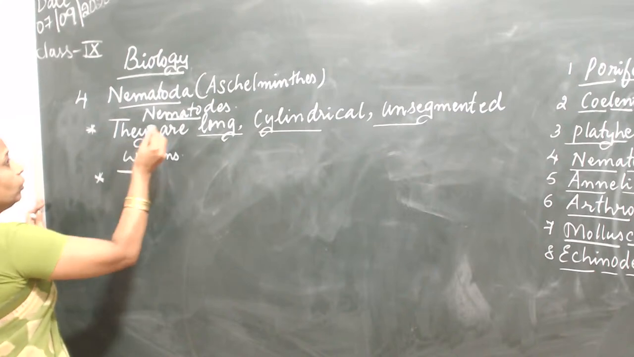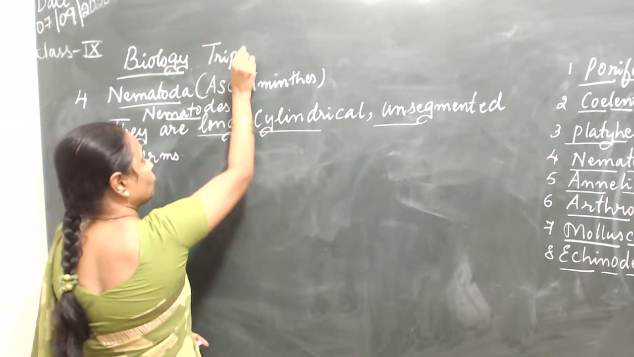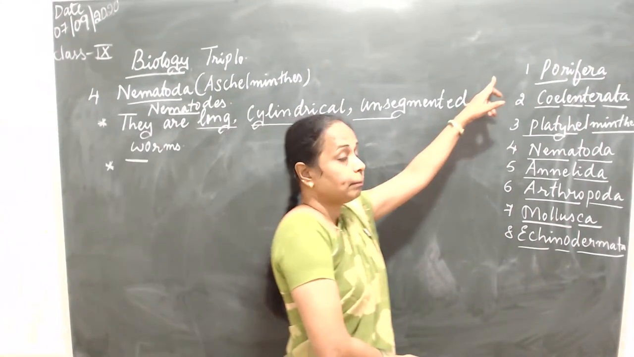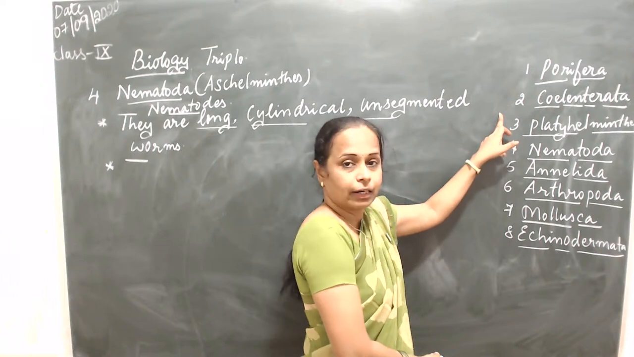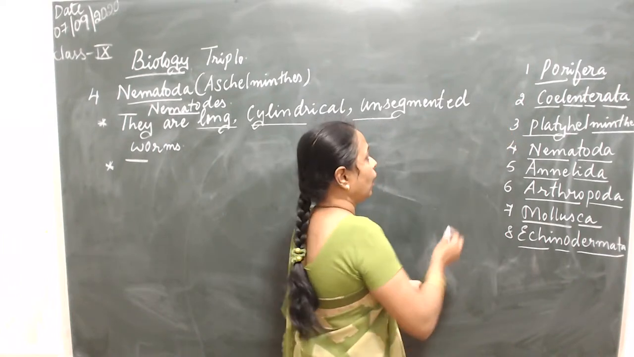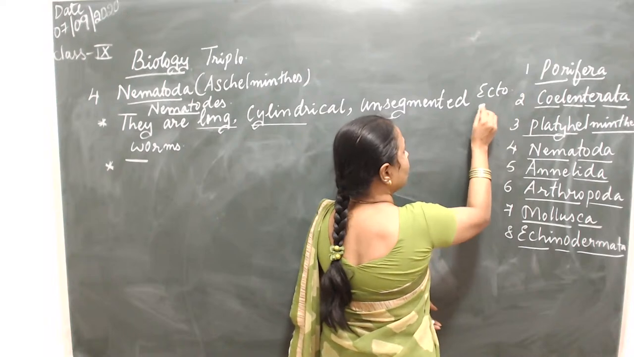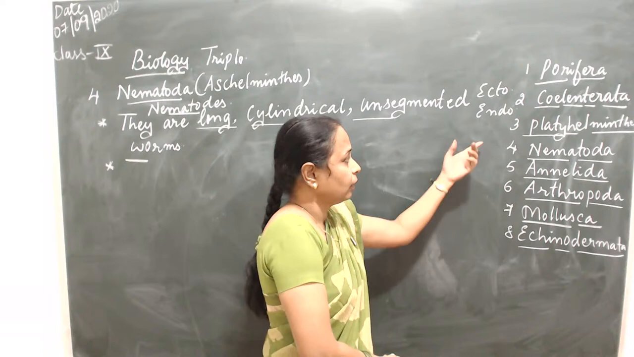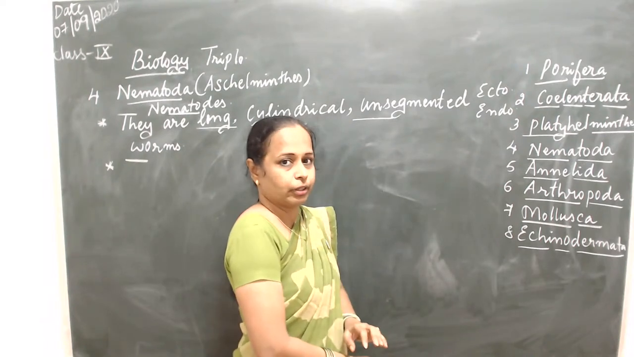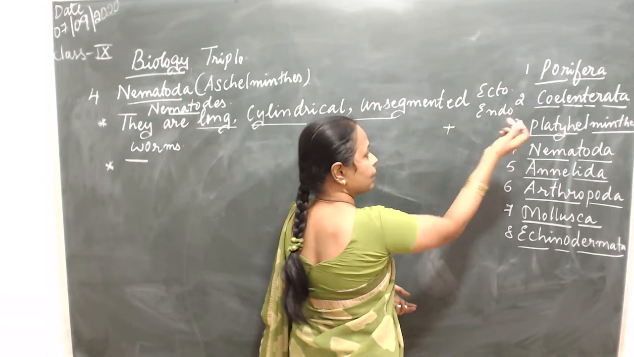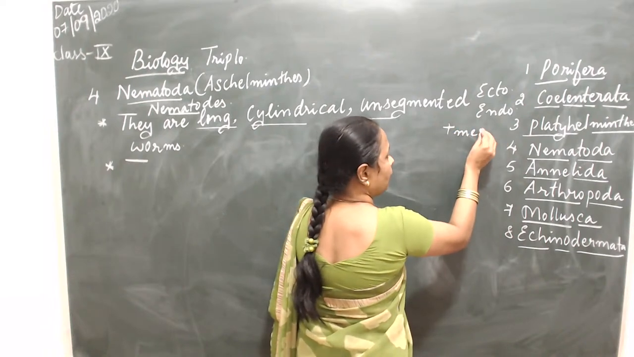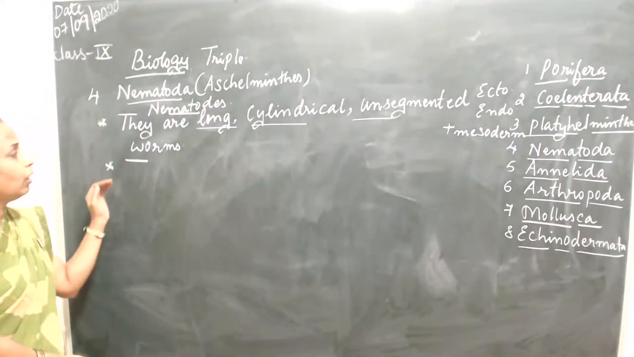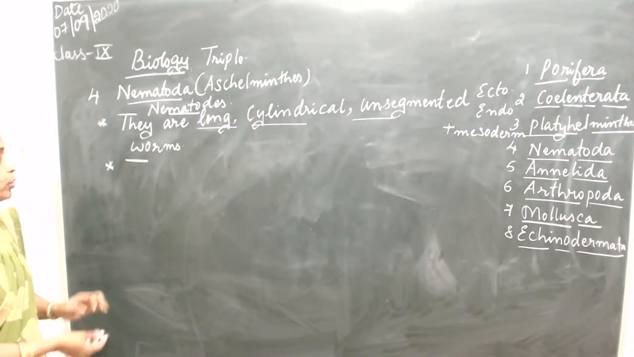Then I told you the nature of triploblasts, that is, three layers will be followed from Platyhelminthes onwards. So Porifera is cellular layer, Coelenterata is diploblastic, that is, two layers, outer ectoderm and inner endoderm. Then from Platyhelminthes onwards, you have to fix in your mind that we will come across three layers in the body. What is the additional layer that appears from Platyhelminthes? It is the mesoderm. The same property is taken by nematodes also.